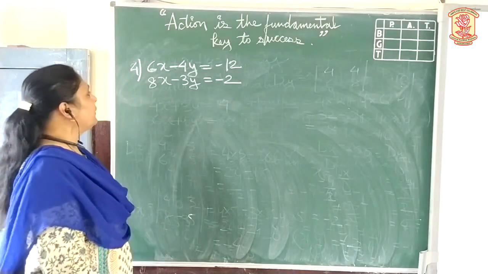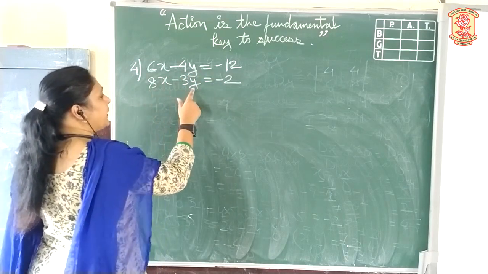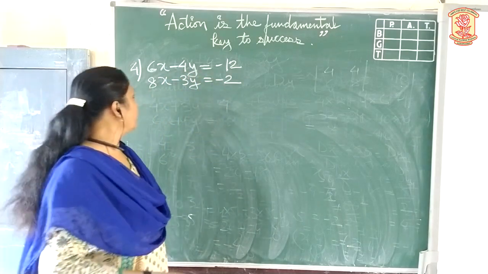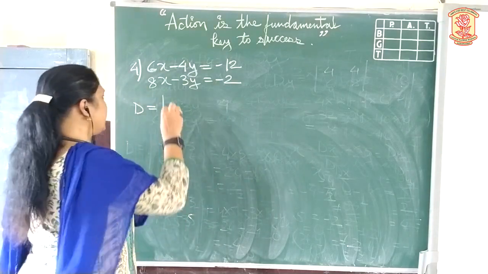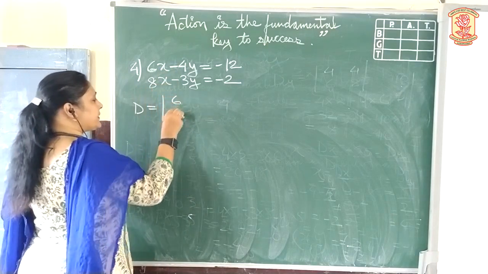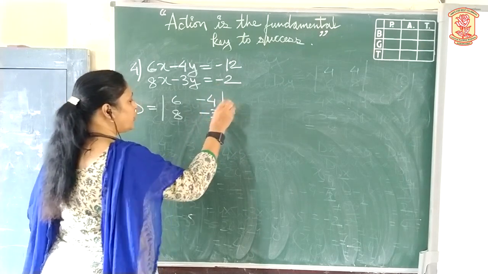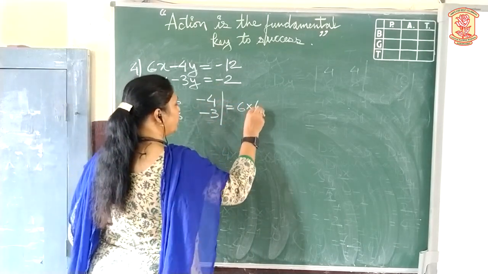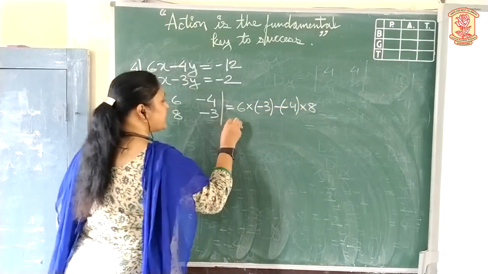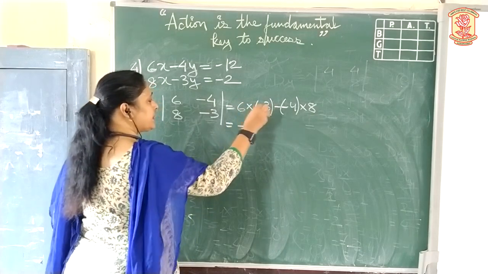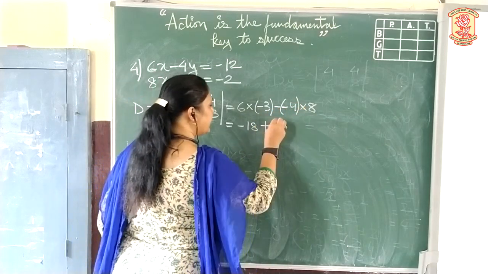The fourth question is 6x minus 4y equals minus 12, 8x minus 3y equals minus 2. Now again we have to get the determinant. So the determinant for the given equations has the coefficients of x, that is 6, 8, and those of y, minus 4, minus 3. Carry out cross multiplication: 6 into minus 3 minus of minus 4 into 8. So 6 threes are 18, and minus minus plus, 4 eights are 32.